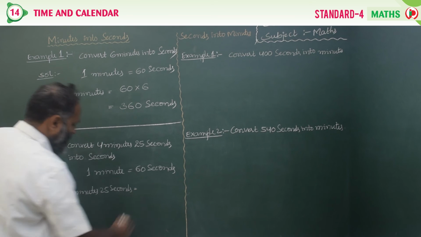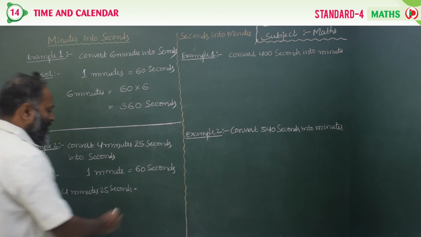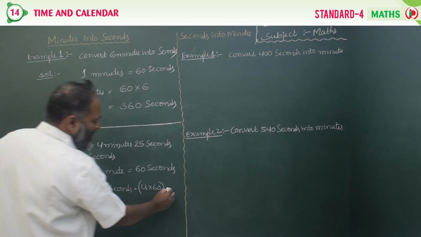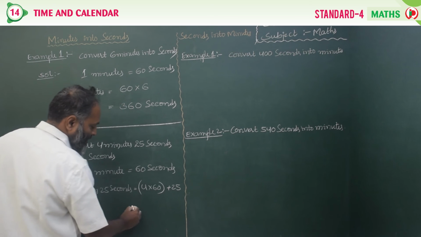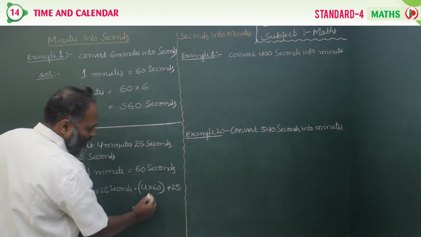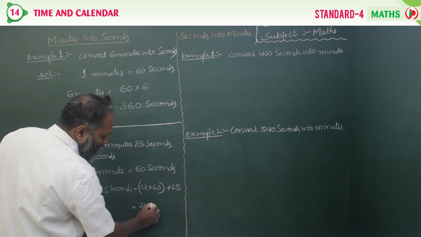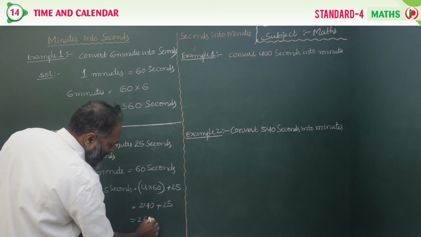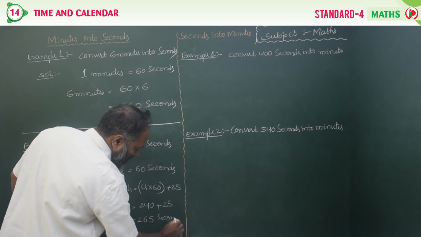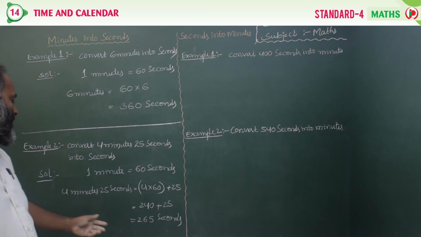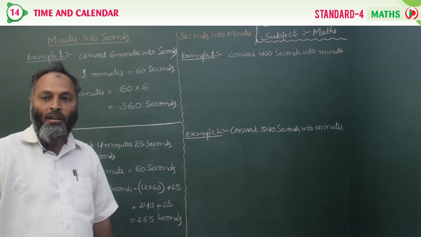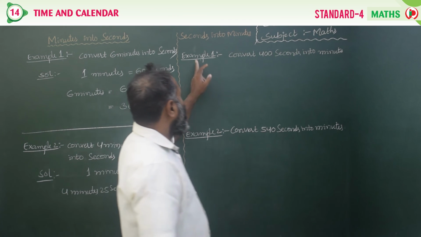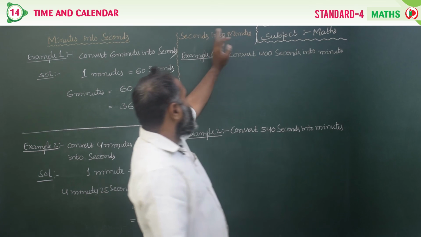4 minutes 25 seconds means we should multiply these minutes by 60: 4 into 60, and these seconds we should keep as they are, no need to change the seconds. Now 4 we should multiply with 6. 4 sixes are 24, and the 0 again we should keep, and 25. 240 plus 25, 265 seconds. 265 seconds makes 4 minutes 25 seconds.